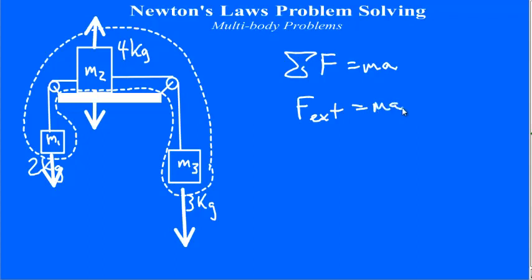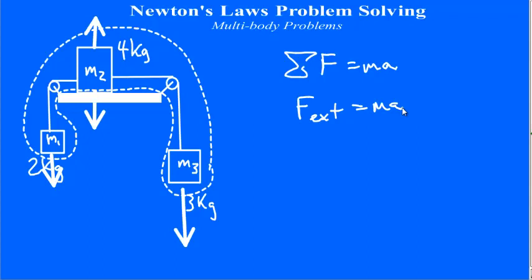F-external equals ma. In other words, the only thing that can move a mass is a force external to it. So when we say mass, we can sometimes mean mass of the system, right? When you define your system as a system of three masses, the only forces external to it are the weights, right? The weights of the two masses. The tensions disappear.